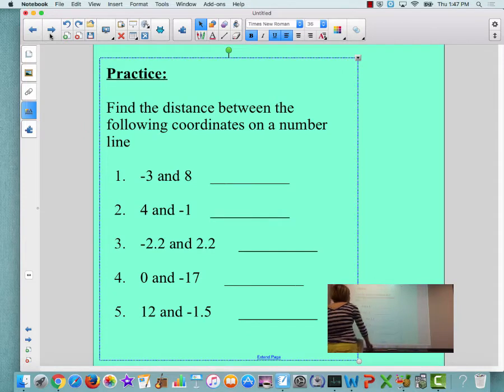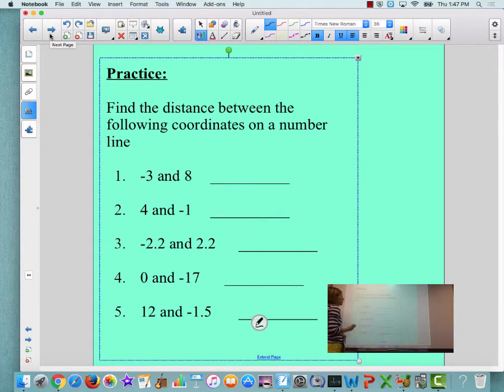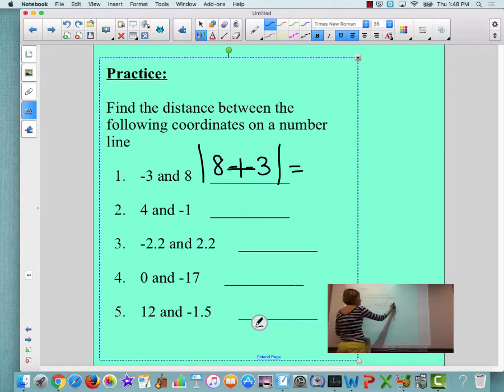Find the distance between the following coordinates on a number line. Negative 3 and 8. See, I'm not even giving you the number line. I can still do this. I always like to do the larger one first. So I'm going to do 8 minus negative 3, and its absolute value. So 8 minus negative 3 becomes 8 plus 3, which gives me 11. And if we think about that, from negative 3 to 0 is 3, and from 0 to 8 it's 8, so it's 11 units.